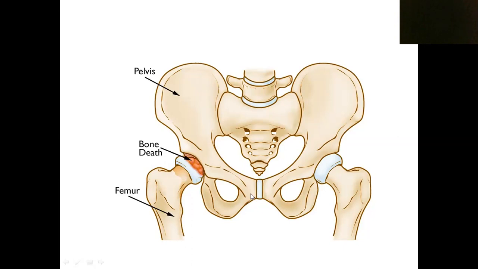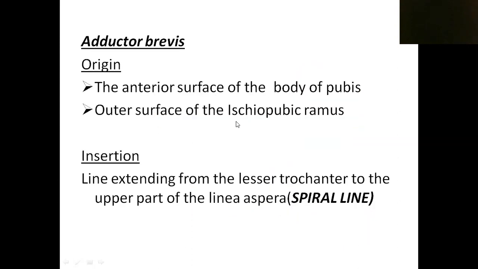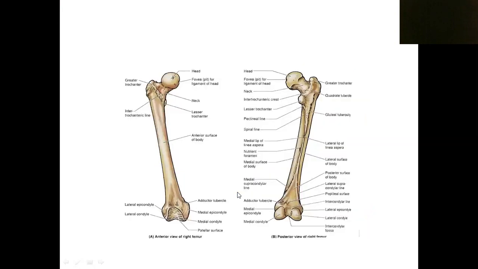So this muscle arises from the anterior surface of the body and the outer surface of the ischiopubic ramus, which means this area. So the origin is clear, and it is inserted into the spiral line. What is that spiral line? Here the linea aspera in the upper part divides into two, and the lower part also divides into two. In the upper part, this medial one is the spiral line. The other one has an elevation, the gluteal tuberosity. So it is inserted into the spiral line.